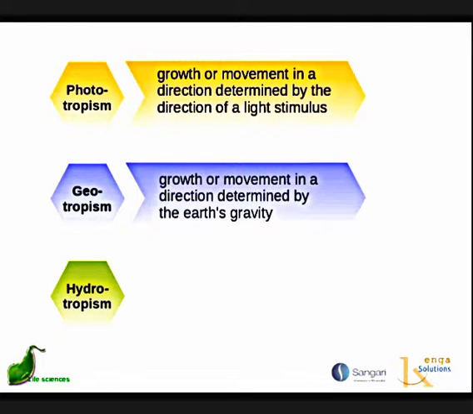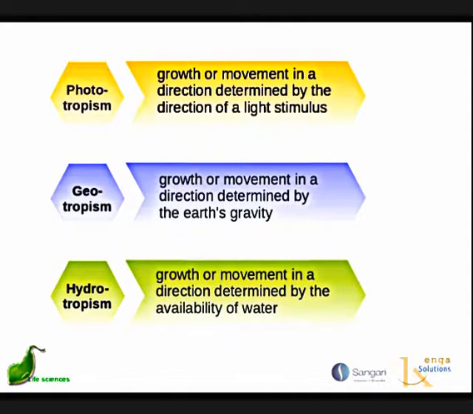Geotropism, also known as gravitropism, is a directional growth in response to gravity. This was first documented by Charles Darwin, who was able to demonstrate that roots show positive geotropism and stems show negative geotropism. Are we starting to see a relationship here? Yeah, I hope so. And then hydrotropism is growth or movement in the direction of water. So the stimuli are light, gravity, and water.